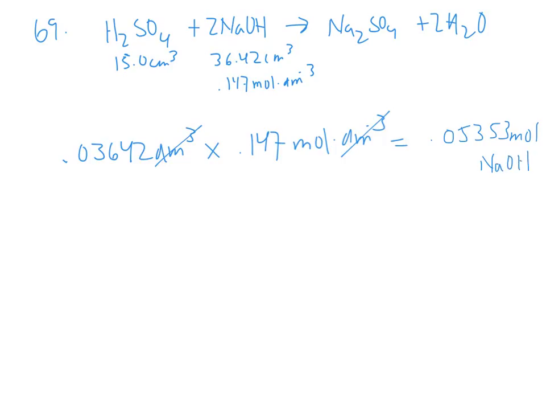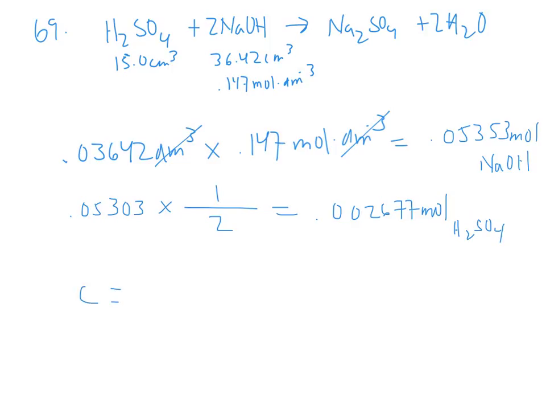So how many moles of H2SO4 do I have? Well, I have to look at my balanced equation here, and I see that I only have half as many H2SO4 because it's in a 1-to-2 ratio. So if I divide by 2, I only have 0.002677 moles of the H2SO4.